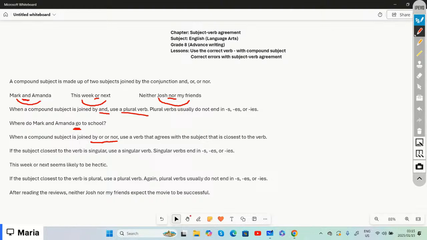And if we look at an example where the verb is singular, remember where we use s, es, or ies to show the verb. It says, this week or next seems, you see, we add an s, likely to be hectic. Seems. So that means we are using a singular subject and a singular verb within that sentence.